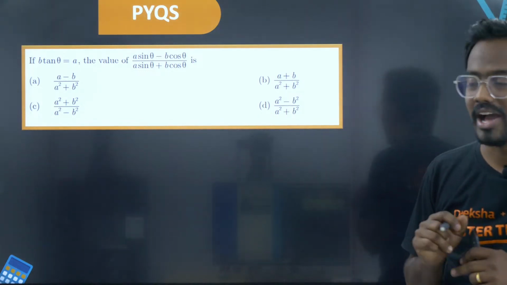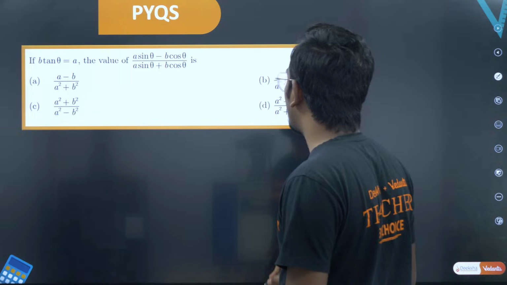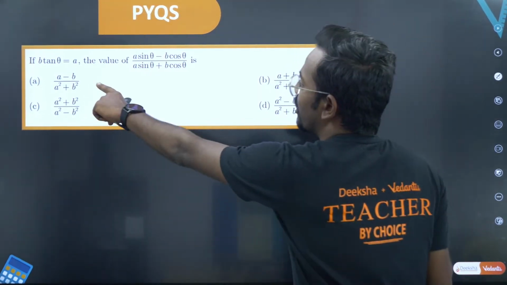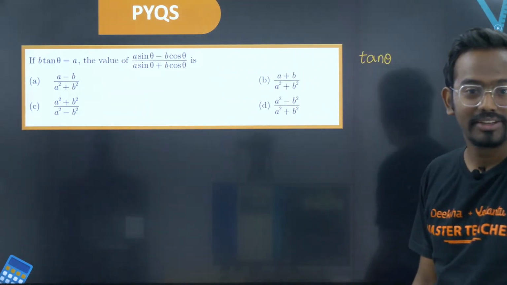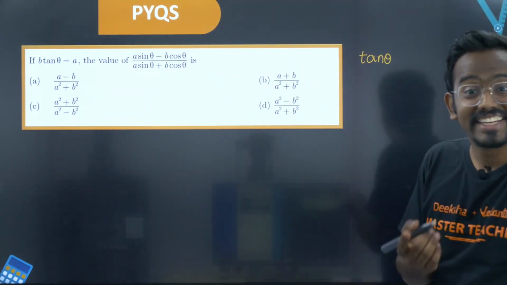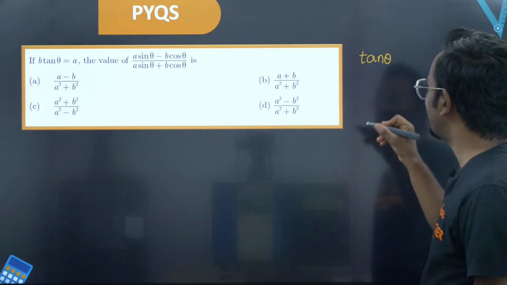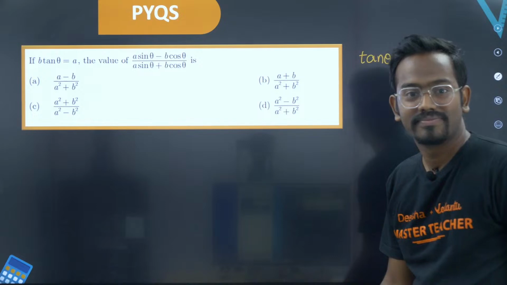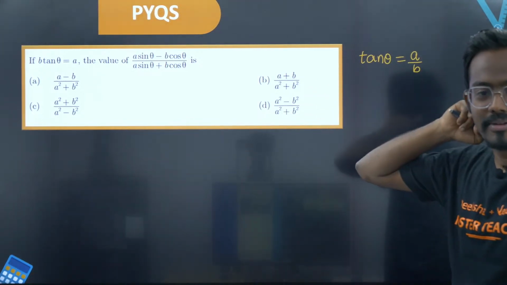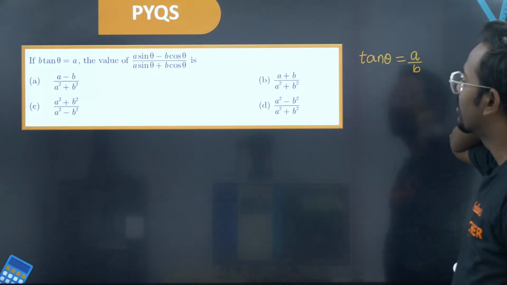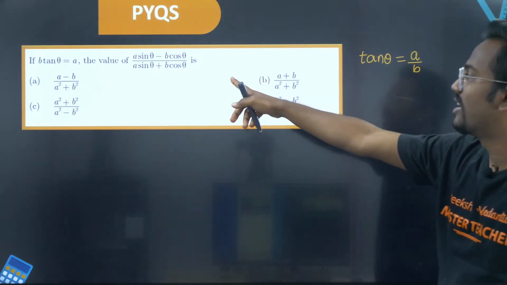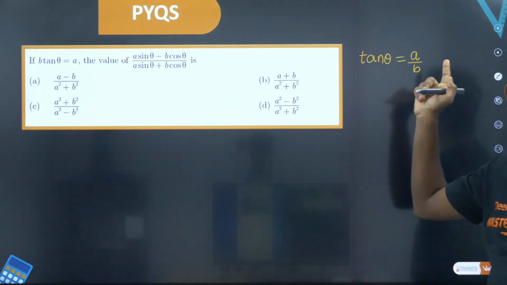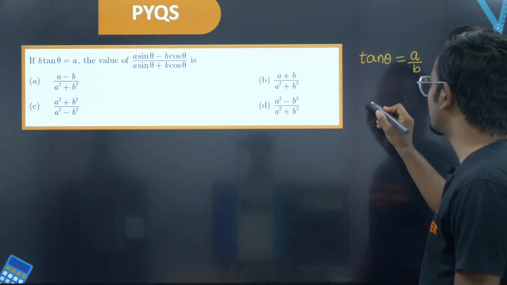Okay, so what you will do is basically, sir, I'll take tan theta. Here b tan theta is equal to a, right? So tan theta is equal to a by b. That's it. Tan theta is equal to a by b. So this is the first thing that you think of. The second thing is I need to bring tan theta over here so that I can substitute tan theta is equal to a by b. So the expression is very simple.